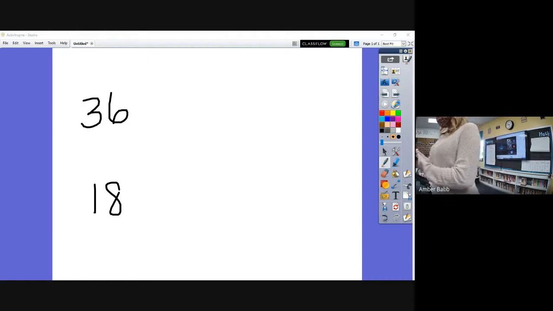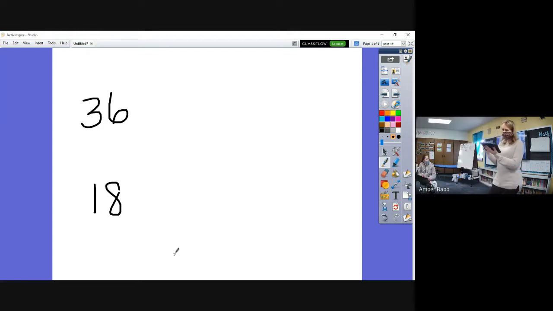Now Zeke and Cam, you're too big. It can't be 36 because, why not? Why can it not be 36? 18 doesn't have any factor that goes that high. No, it's not nine. All right. Listen up.